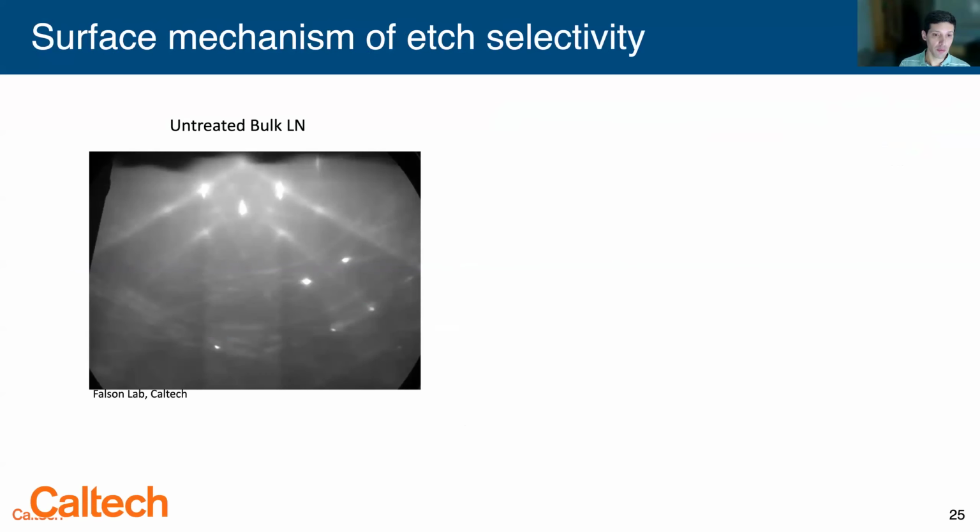We are interested in the mechanism behind this etch selectivity. So a collaborator helped us to do reflection high energy electron diffraction, or RHEED, characterization of the surface. So the left image here is the original as received lithium niobate, and you can see the peaks and rings that are associated with good crystalline order at the surface, producing peaks or streaks for a 2D truncated surface.